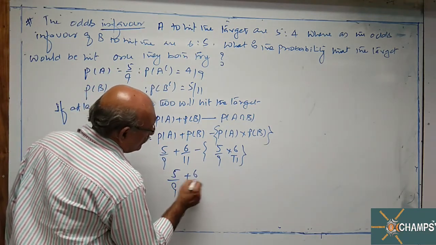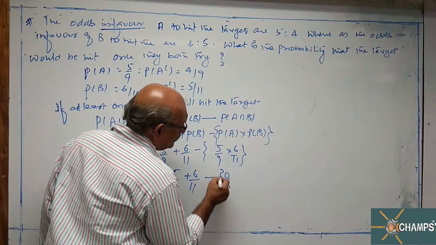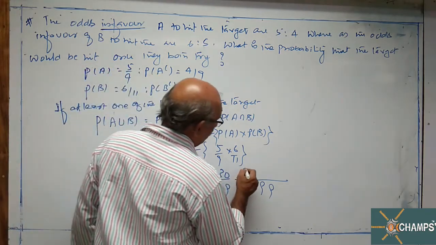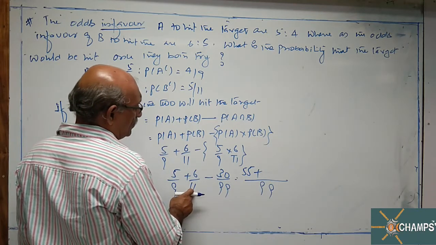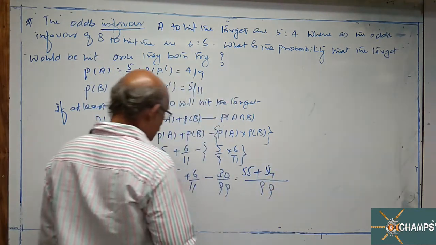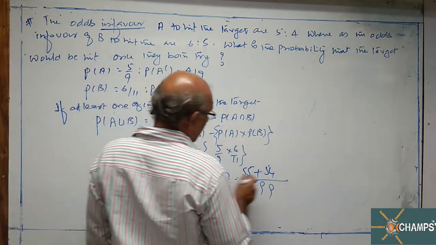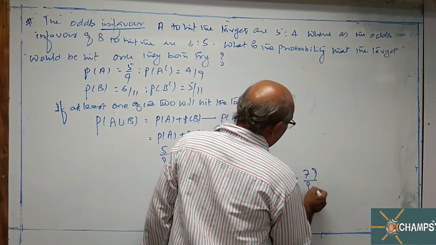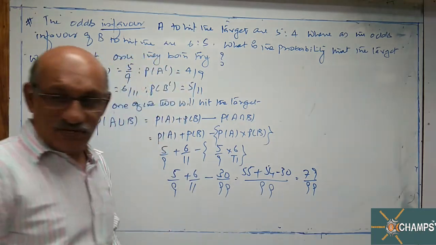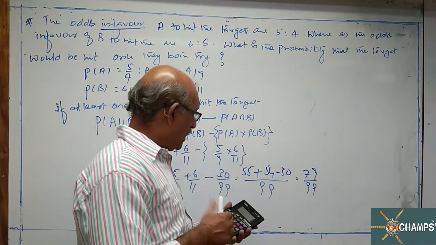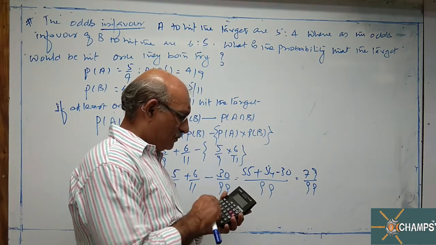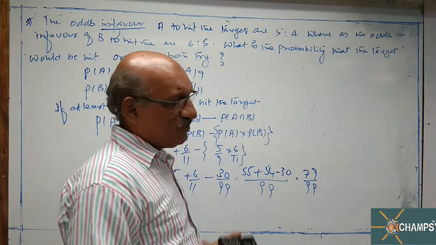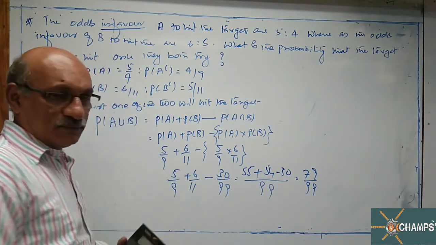5 by 9 plus 6 by 11 minus 30 by 99. So I can take 99 as LCM. 9 will go 11 times, 11 5s are 55. 11 will go 9 times, 9 6s are 54. 55 plus 54 minus 30, 79 by 99. That is the answer to the question.